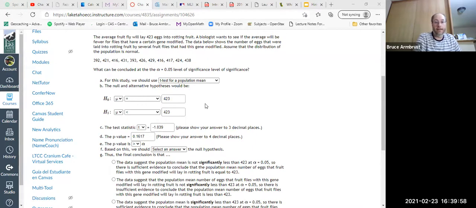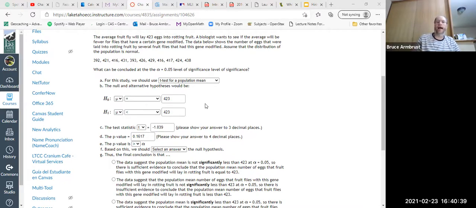So basically what that's telling us is that if the null hypothesis is true, if the mean is actually the same for these fruit flies that have this modified gene, then there's a 1 out of 6 chance that I could have gotten this as a sample. I think that's pretty likely, right? So I'm not confident that the null hypothesis is wrong. For me to be confident that the null hypothesis is wrong, I need that p-value to be small.